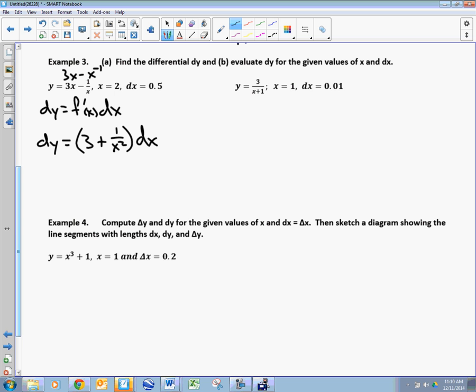Do I know the x value? What is x? 2. So you have dy is equal to the quantity 3 plus 1 over 4 times 1/2. What is 3 plus a fourth? 13/4 times 1/2 is 13 over 8. So that is my dy. That is the increase in the y value, the approximate increase in the y value. Any issue with that? Okay, you try the next one on your own.